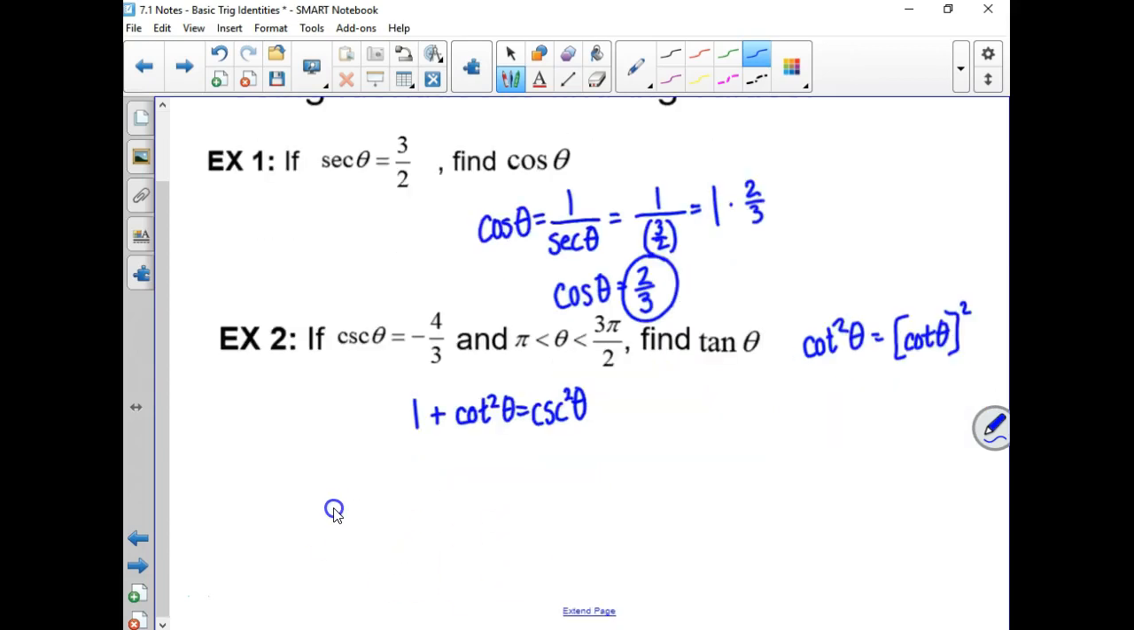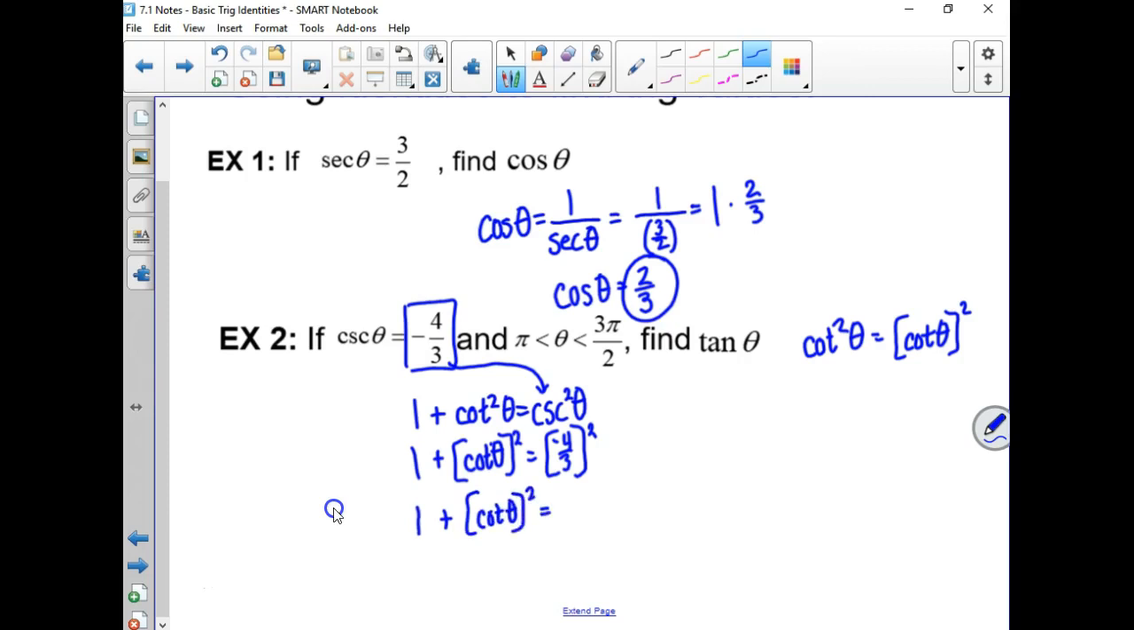So when we plug in, cosecant of theta equals negative 5 over 3. So we're going to plug that in right here. So it's going to be 1 plus, I'm going to write it like this, cotangent of theta squared equals negative 4/3 squared. So this problem we can solve pretty easily for cotangent. So 1 plus cotangent of theta squared equals 16 over 9.